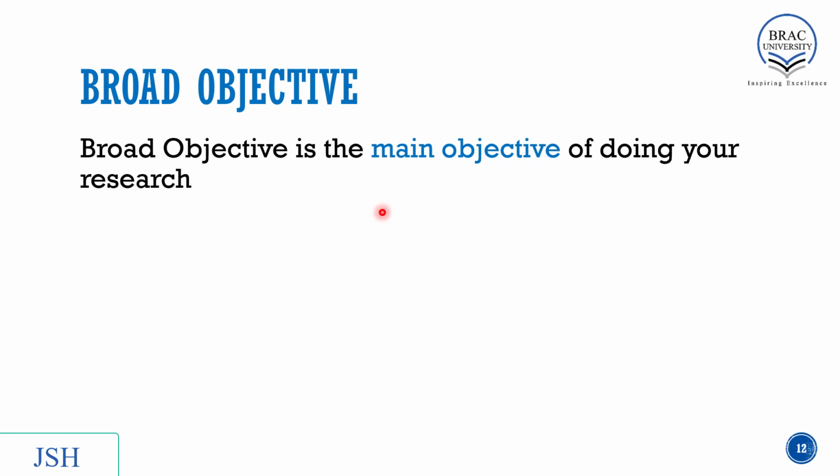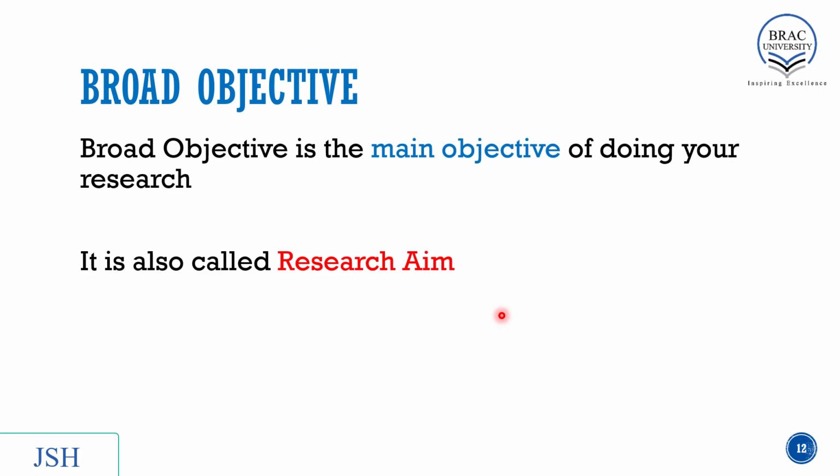Again, do not worry if you are confused right now. I will provide the examples very soon. Now, this broad objective is also called the research aim of a research project. Let me explain the concept a little bit differently.